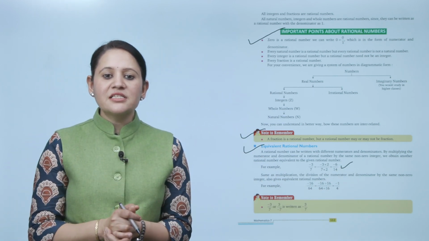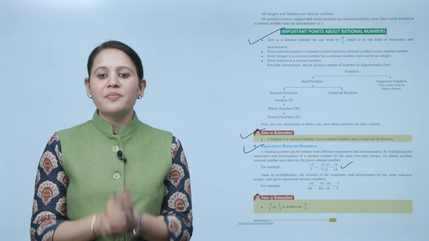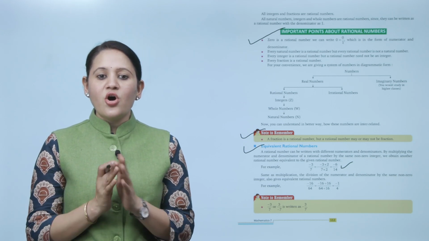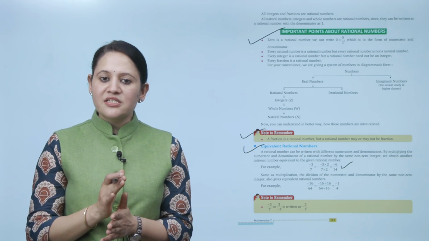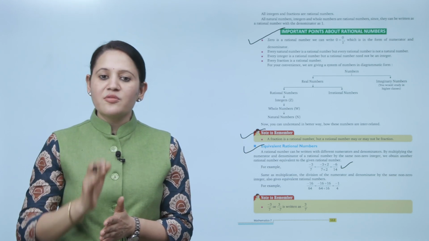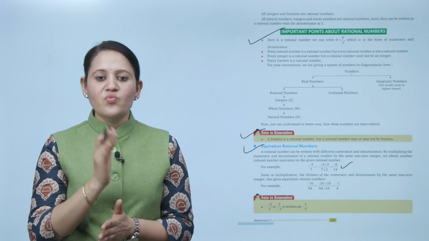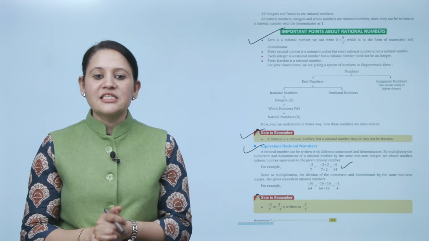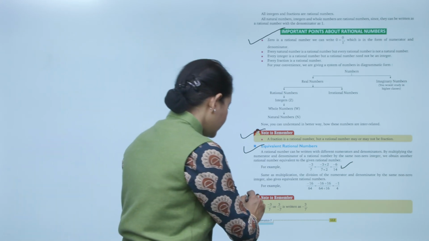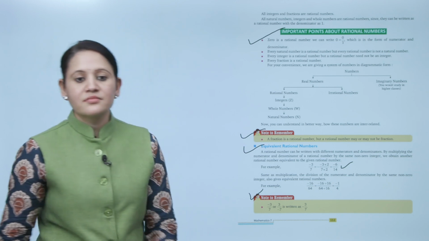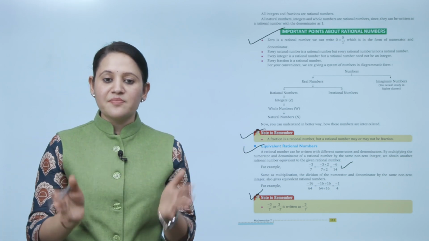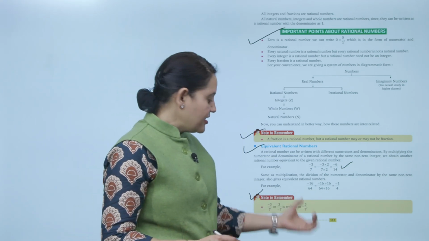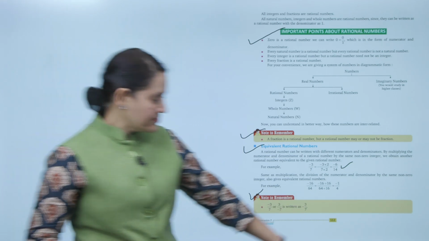Like multiplication, division of the numerator and denominator by the same non-zero integer also gives an equivalent rational number. For example, minus 16 upon 64: we divide the numerator and denominator by 16 and get minus 1 upon 4. Next is a note to remember: minus 3 upon 7 or 3 upon minus 7 can be written by taking the minus sign outside as minus 3 upon 7.